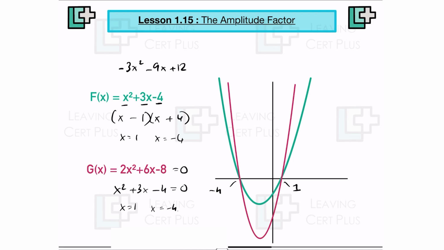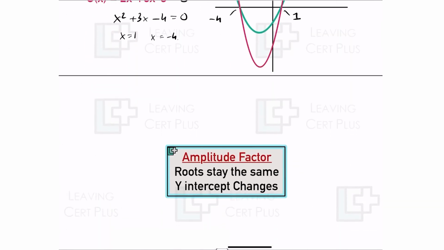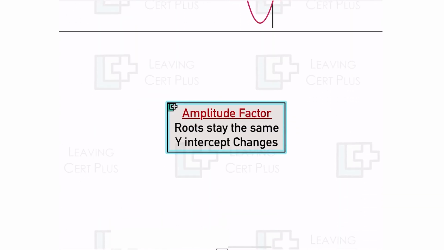So the roots stay the same, but the y-intercept, you can see that changes. So the amplitude factor changes the y-intercept, but it keeps the roots the same. And that's something you need to take away from this lesson. The roots stay the same, but the y-intercept changes with an amplitude factor.